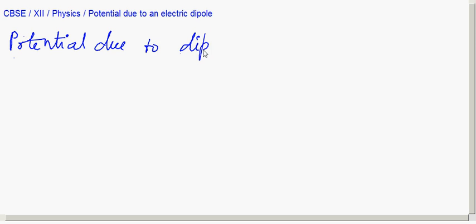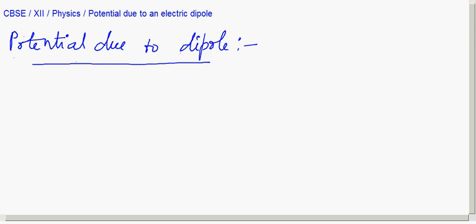We'll see how we can calculate electric potential due to an electric dipole. In the last chapter, we have seen what a dipole is. So today we'll see potential due to an electric dipole. We know what a dipole is. A dipole is an arrangement which consists of two equal and opposite charges.